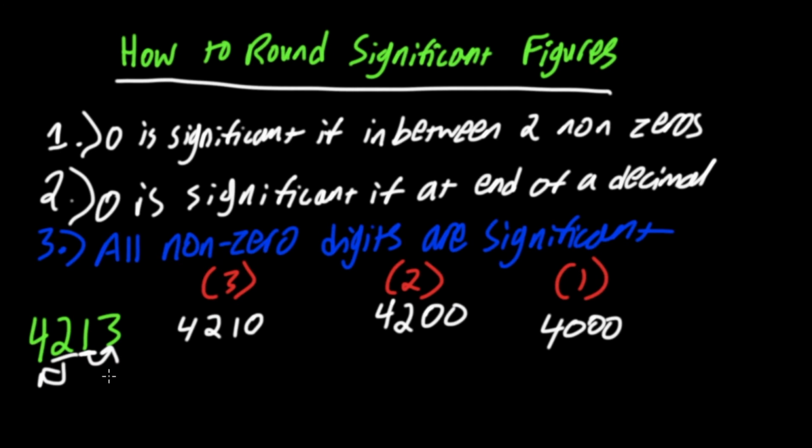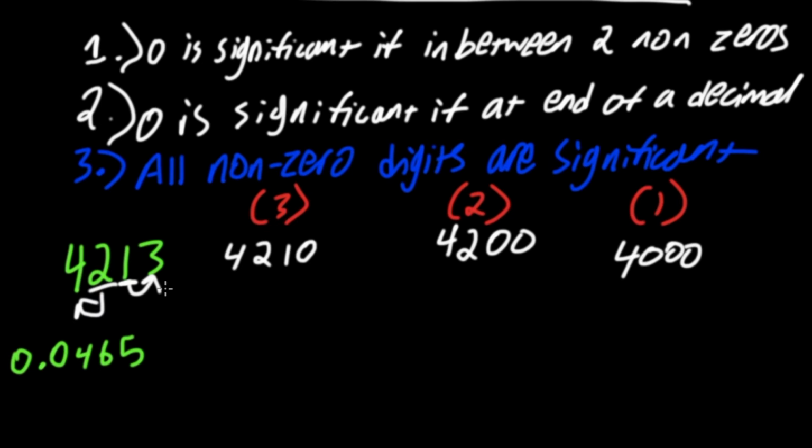However, if we look at a harder example, let's say we have 0.0465 and we want to round this to 3 significant figures. So, first of all, any zeros at the start of a number are not significant. So these figures do not count. That means our third figure in is our 5, because we have 1, 2, 3.